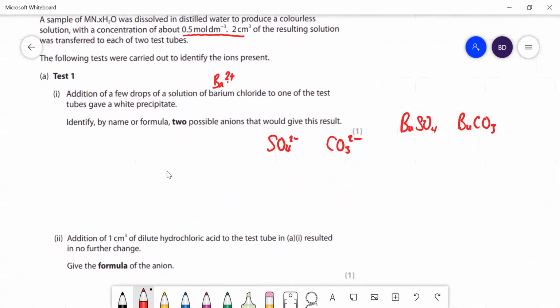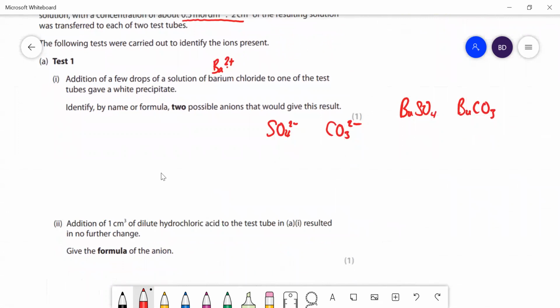Right. Addition of 1 centimeter cubed of dilute hydrochloric acid to the test tube resulted in no further change. Well, we can work out what the ion is. That means the ion cannot be the carbonate ion, because if you add acid to a carbonate ion, you get effervescence, you get fizzing, and you get CO2 released, and the precipitate will also dissolve. The precipitate doesn't dissolve, so it's not barium carbonate. The precipitate is barium sulfate, and so that means that the ion has got to be SO4 2 minus.